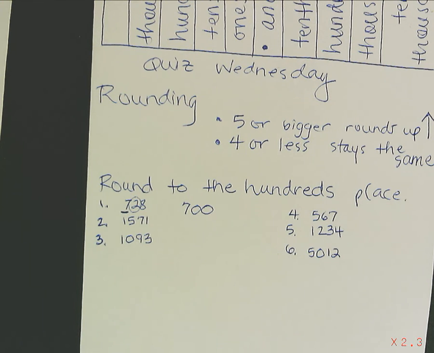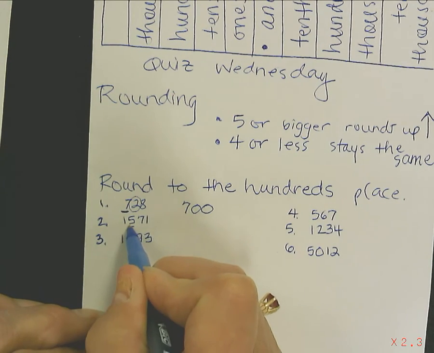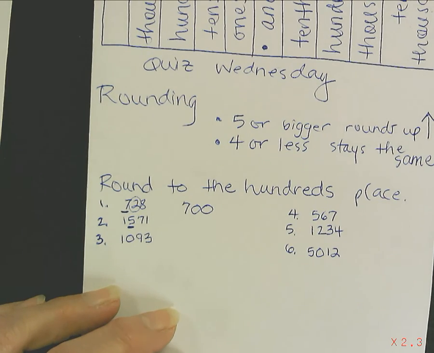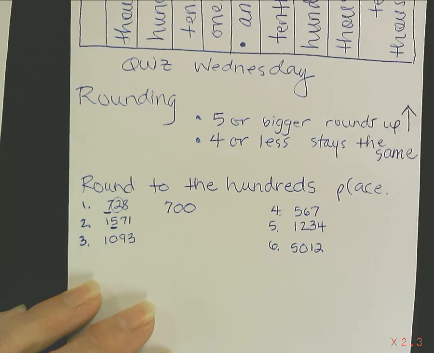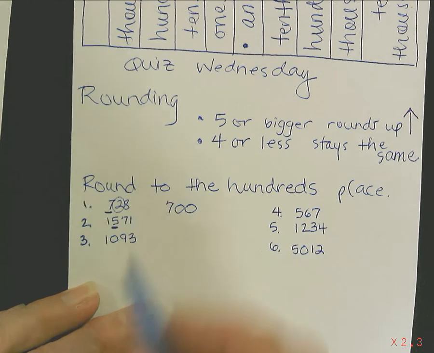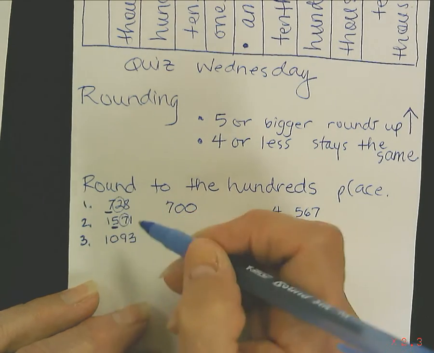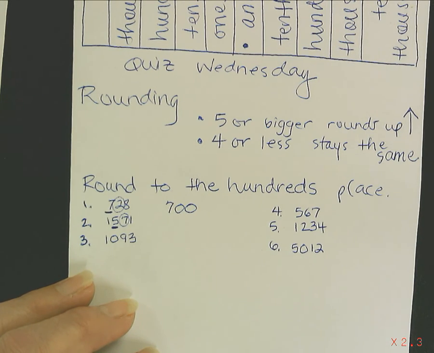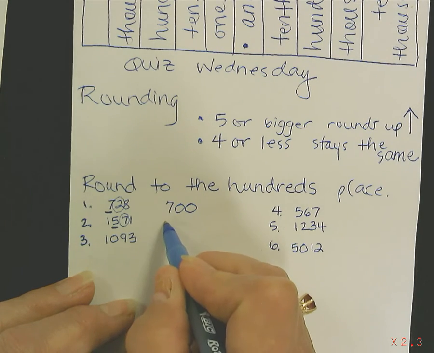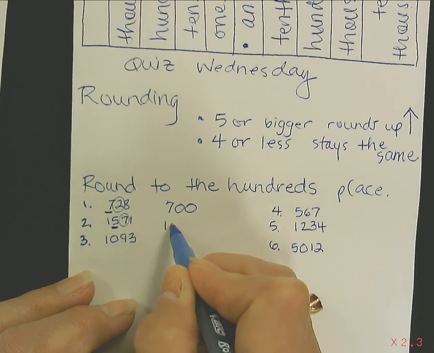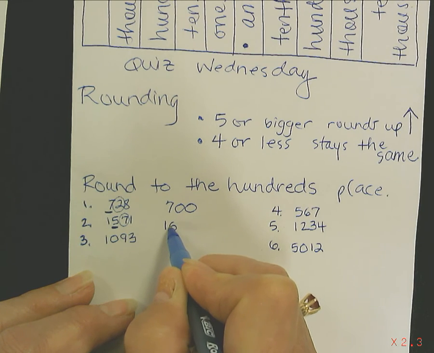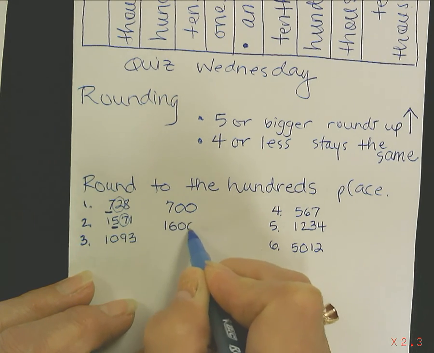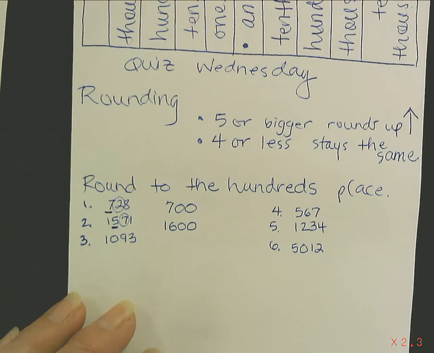Number 2. John, what number is in the hundreds place? What number should I underline? 5 is in the hundreds place. But Addie, what number do I look at to help me figure out how I'm going to round this? The 7. Look at the 7. Hannah, what does that 7 tell you about the 5? Stay the same or bump up? Bump it up. We do bump it up. So I write down the 1 in the thousands place. 5 bumps up to a 6, and the other 2 numbers become zeros.